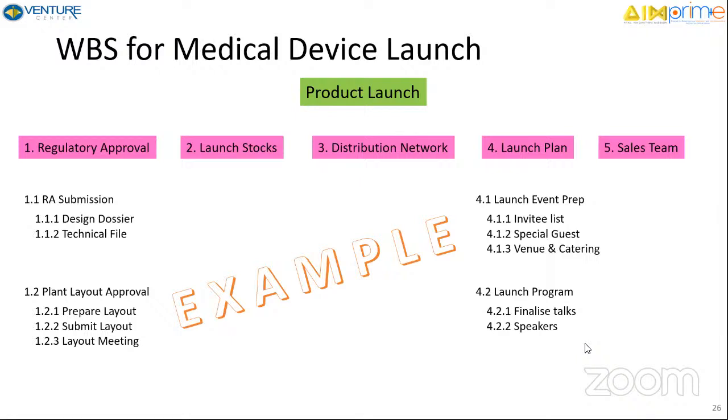For my regulatory approval, what do I need? I need to do a regulatory submission. To do my submission, what do I need? I need a design dossier. I need a technical file. What else do I need? I need a plant layout approval. To get a plant layout approval, what do I need to do? I need to prepare the layout, submit the layout, do a layout meeting. So this is the way you can break it down.